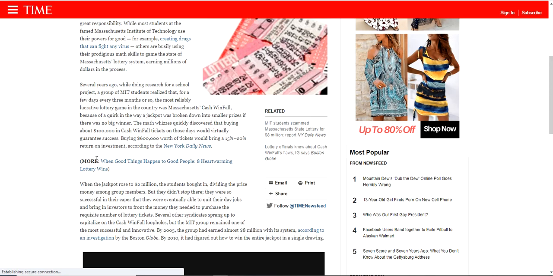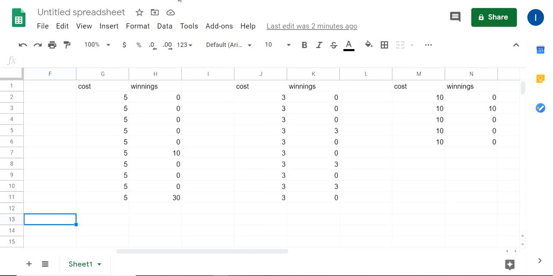But the point of this was to get a data set and show that it's really unlikely that you win. Look, I had a $5 one that won me $30, but then I also had many $5 ones that won me nothing.